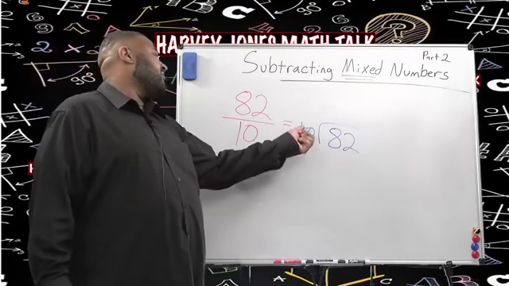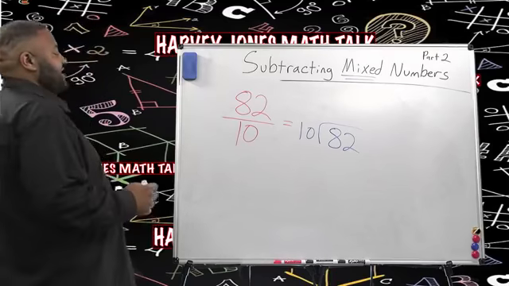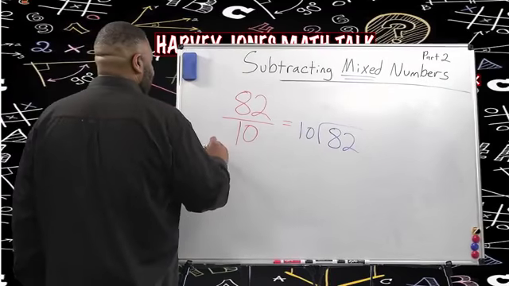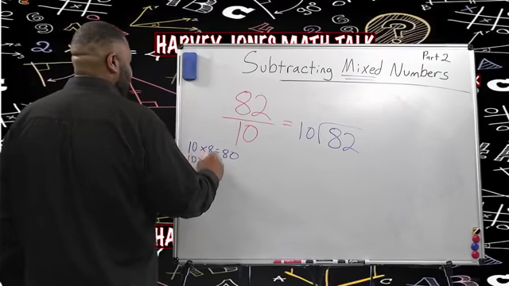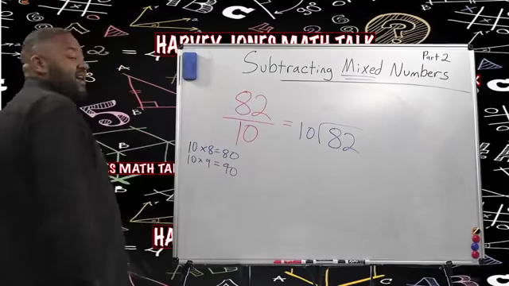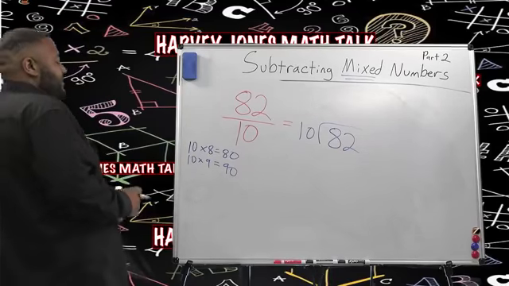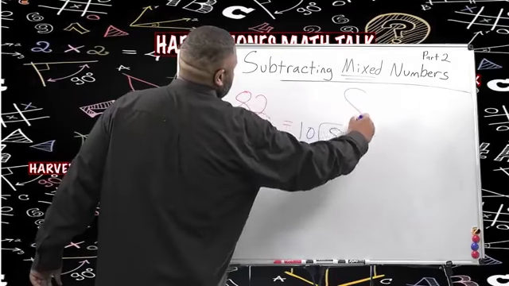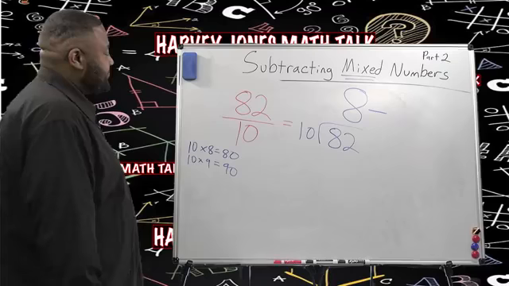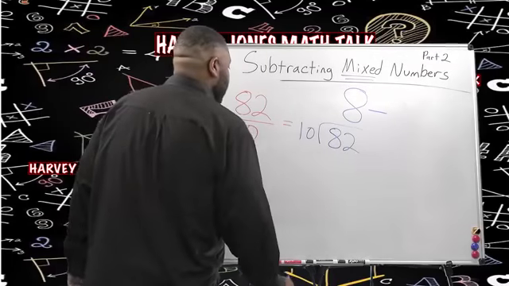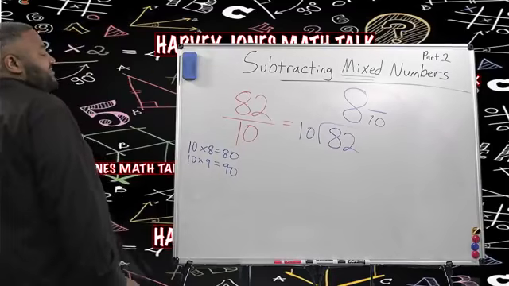Some of y'all see the answer already. All right. I know 10 times 8 is 80. I know 10 times 9 is 90. 90 has gone over. If it goes over, that's too much. So now we have our 80. What gives us that? You put a really, really big 8. And that's our new whole number. And our denominator is 10. 8 times 10 is 80.